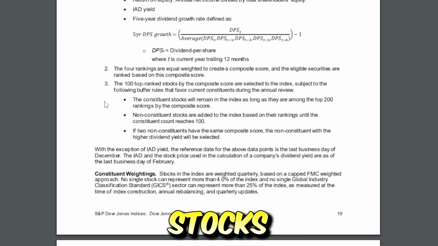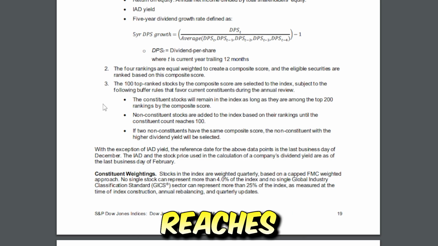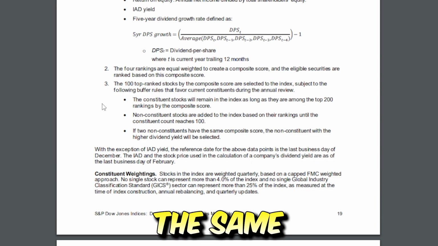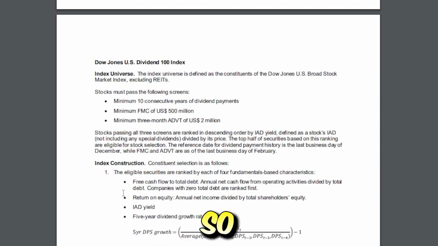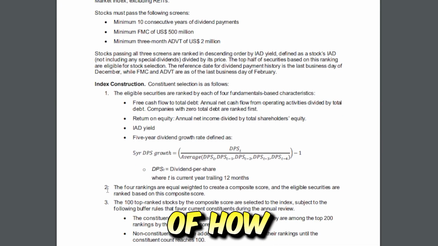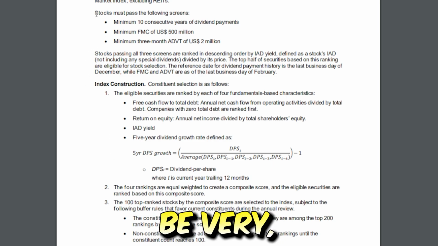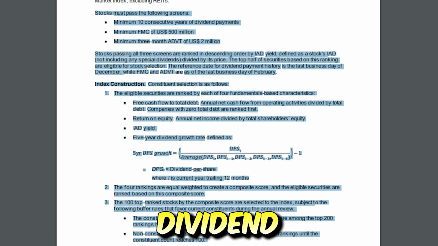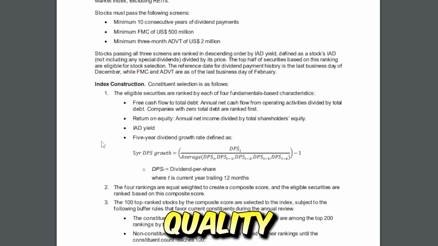Next, non-constituent stocks are added to the index based on their rankings until the constituent count reaches 100. And next, if 2 non-constituents have the same composite score, the non-constituent with the higher dividend yield will be selected. So overall, the methodology of how stocks enter or of course exit the Dow Jones US Dividend 100 Index seems to be very straightforward, and also seems to pretty much cross off everything that dividend growth investors would be concerned about for investors to have exposure to high quality stocks.